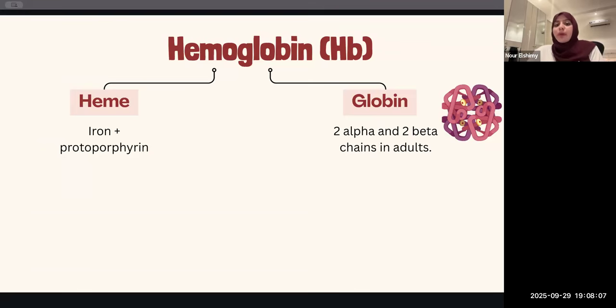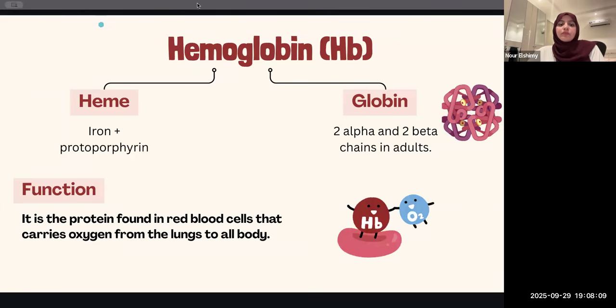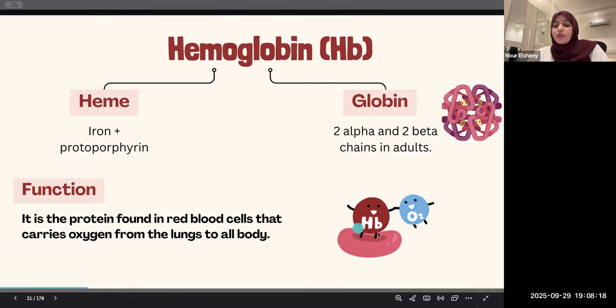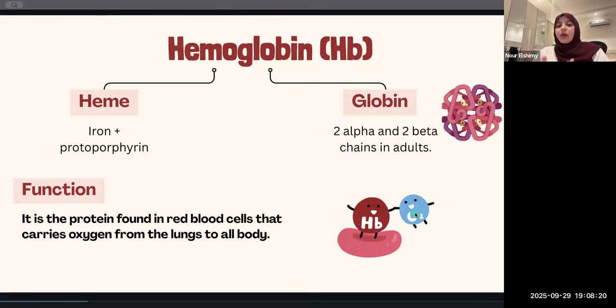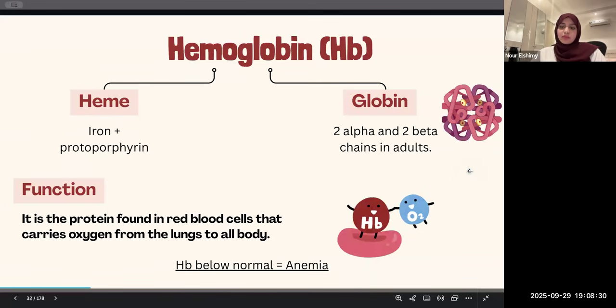So what's the major function of hemoglobin? It's a protein found in the red blood cells that carries oxygen from the lungs to all the body. So this is a red blood cell right there. You can see the hemoglobin attached to the oxygen, and it's going to be transporting it to all the body. All right. And again, if hemoglobin goes below the normal range, this indicates anemia.